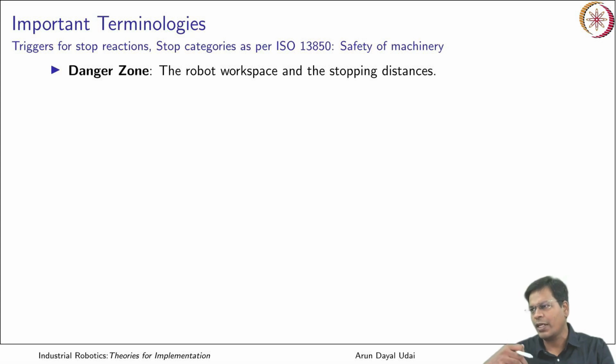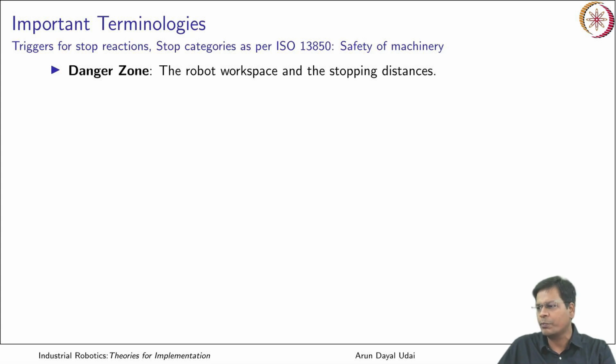There are a few important terminologies that we'll discuss now. Basically triggers for stop reaction, we'll discuss this also. Stop categories, which are defined as per ISO 13850, that is the safety of machinery guidelines. First of them is the danger zone. It is the robot workspace and the stopping distance.